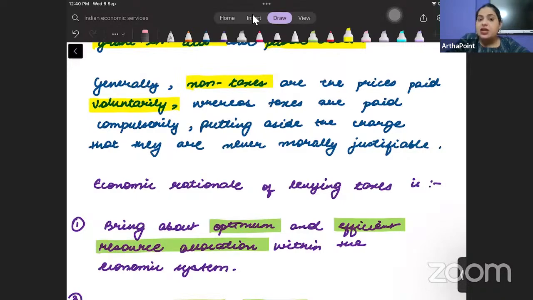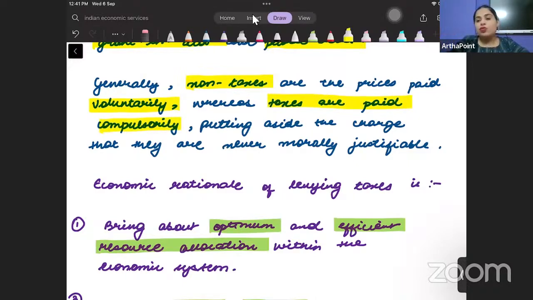There is no fine. So non-taxes are voluntary. When I say they are voluntary, मतलब जरूरी नहीं है. There is no compulsion that you have to pay them. But the taxes that you pay, they are compulsory.